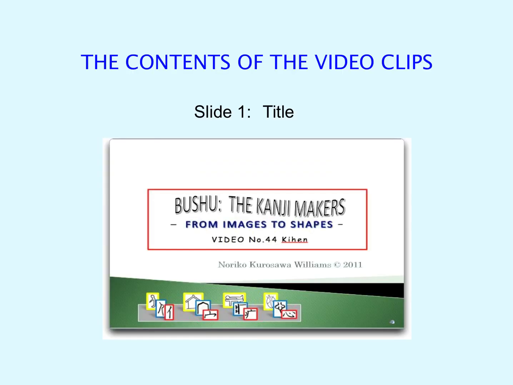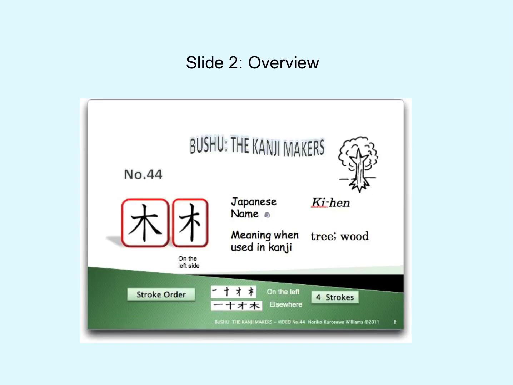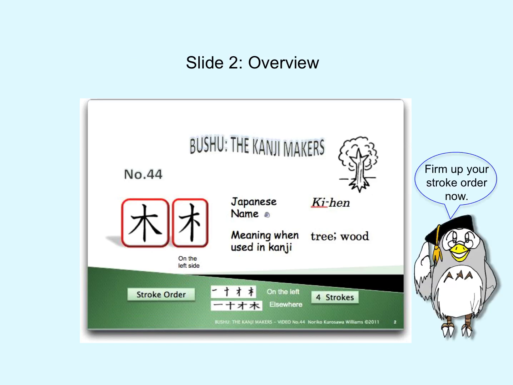Now let me talk about the slides themselves. Each video clip consists of 8 PowerPoint slides. The first slide is the title slide. Slide 2 gives you an overview of the Bushu, including the picture of the meaning, the current shape of Bushu in a red box, the name, the meaning, and a stroke order. A word of advice from me is that it is a good idea to firm up your stroke order now while you study these simpler shapes.